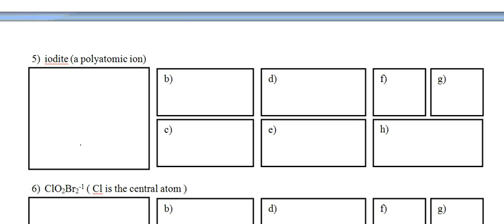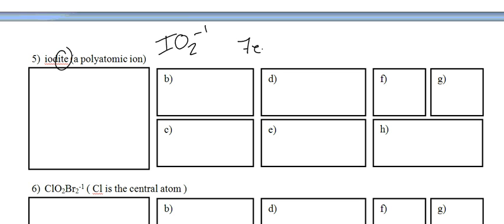Iodite. Make sure that you know what the ITE represents. So iodate is IO3, so the ITE means 1 less oxygen. So we have IO2 with a -1 charge. So iodite is IO2 with a -1 charge.